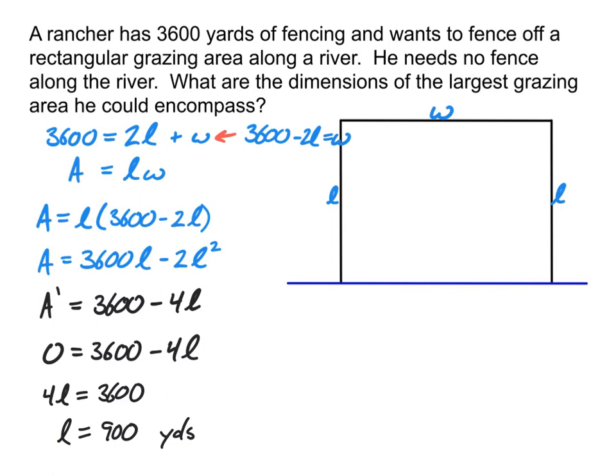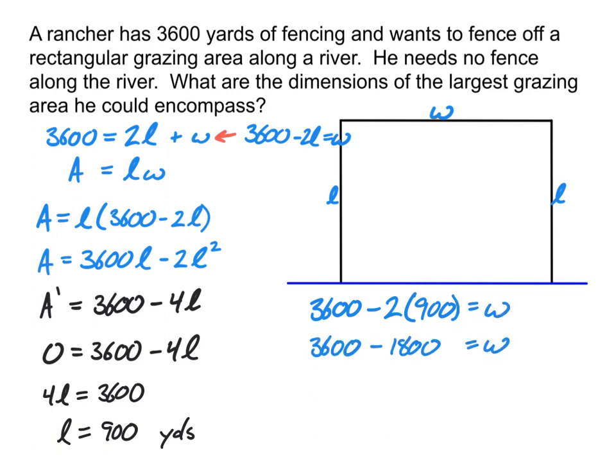Now that I know that, I can now figure out what W is. Now remember up here, I had an equation for W. I already solved for W, so I'm going to make use of that now. So it's going to be 3,600 minus 2 times L. But now I actually know what L is. L is going to be 900. And that's going to equal W. And so we end up finding that W is 1,800 yards.